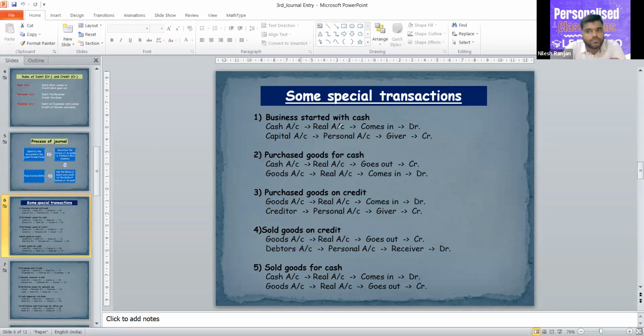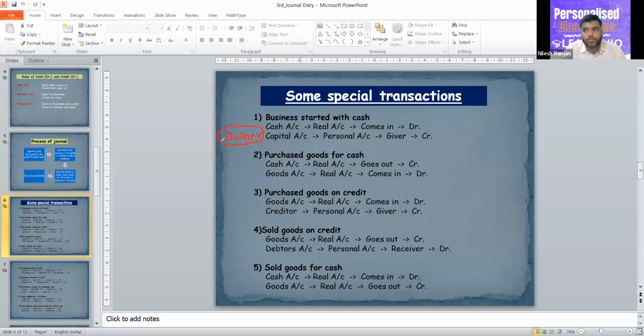Yes or no? And the owner is giving cash. So the owner is the giver, and the owner is a personal account, and it is the giver, so it should be credited. But I told you that the owner's name cannot be written in the business. So that's why I have written capital here, because we cannot use the owner's name in the business.